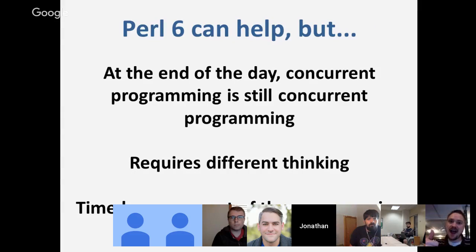It's also worth noting that Perl 6 can help. We've tried pretty hard to put a bunch of useful things in. We've tried pretty hard to think about how to make mechanisms where you will not shoot yourself in the foot too hard. But at the end of the day, concurrent programming is still concurrent programming. We still have to think differently. The really big thing is that time is suddenly part of the programming model.